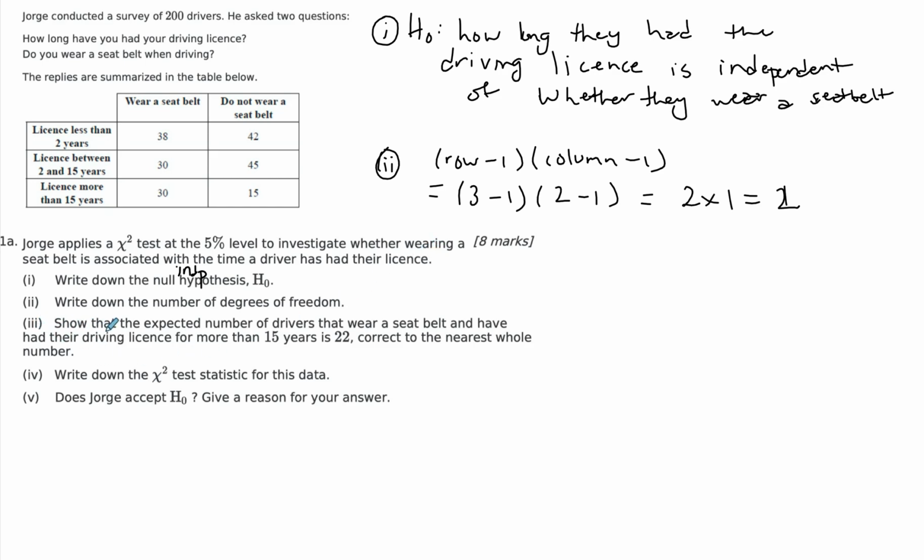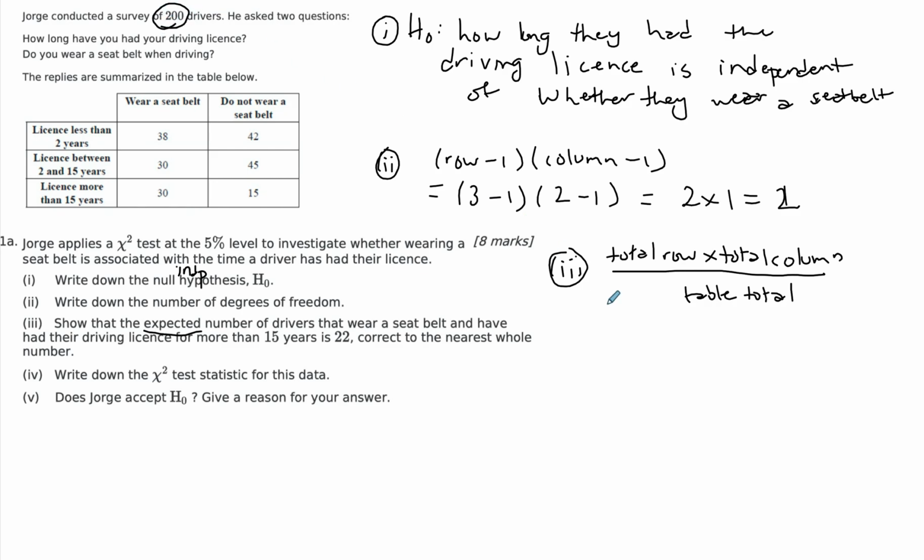For part 3, you need to find the expected number. So for the expected number, you have to use the formula again. The formula for expected value is you take the total of the row that they want, multiply by the total of the column, divided by the table total. The table total is basically adding up all the numbers, which you don't have to do because we know it's 200 drivers. So we have 200 in the denominator.